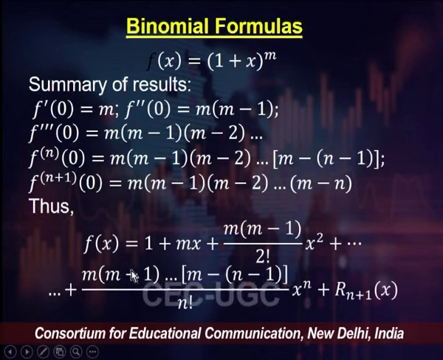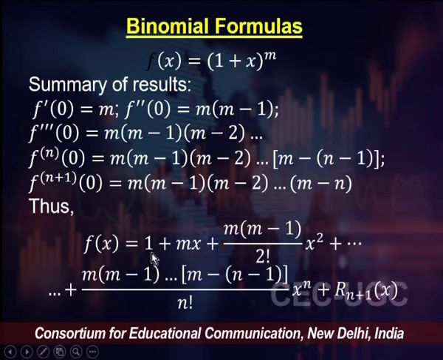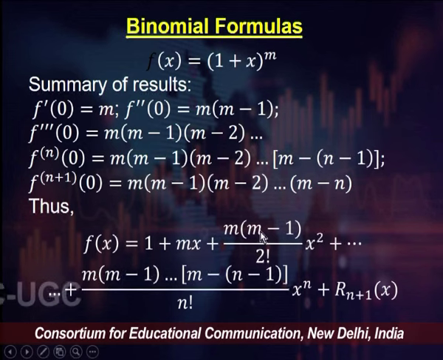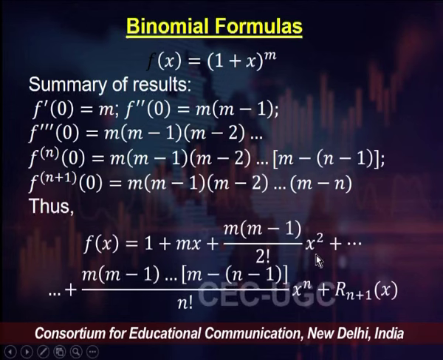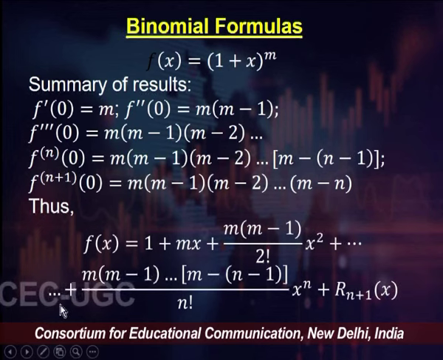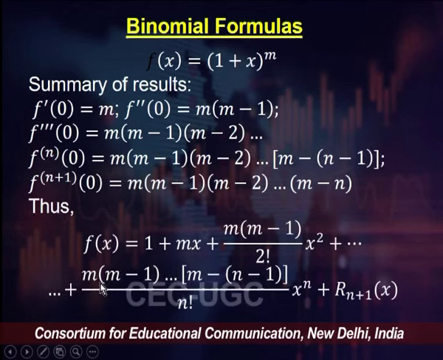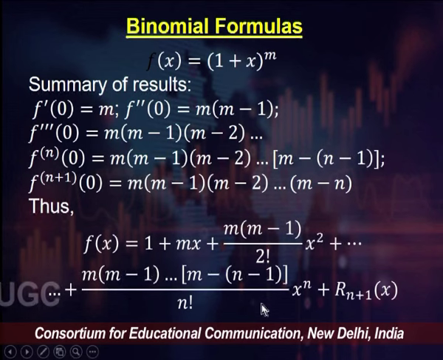So we can write the Taylor's formula as f of x equal to 1 plus m times x plus m times m minus 1 divided by 2 factorial times x squared, because this term would now be the second derivative at 0 divided by 2 factorial times x squared, and then going on till m times m minus 1 and so on till m minus n minus 1 divided by n factorial times x to the power n. I've simply substituted these results above.